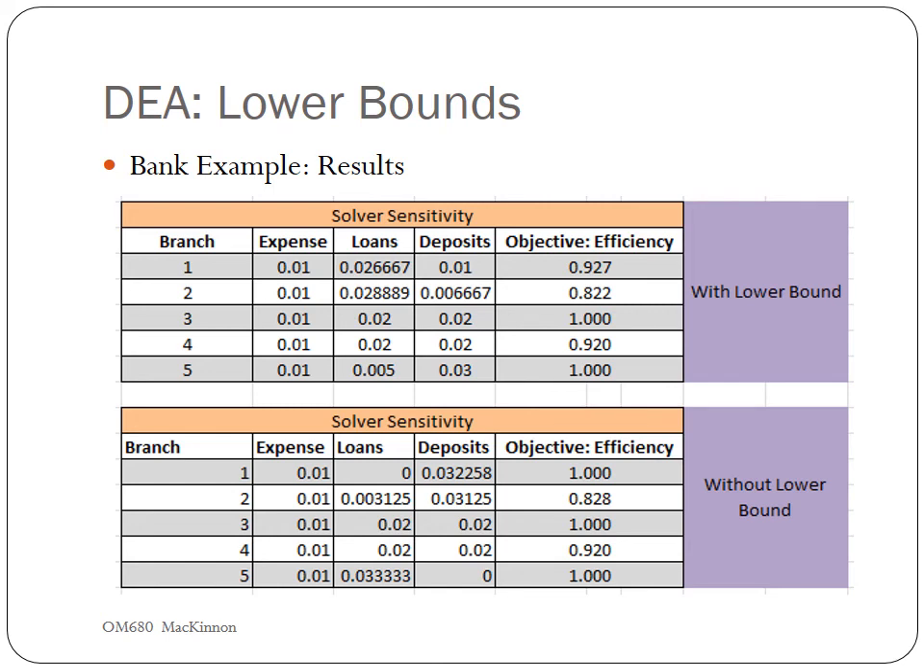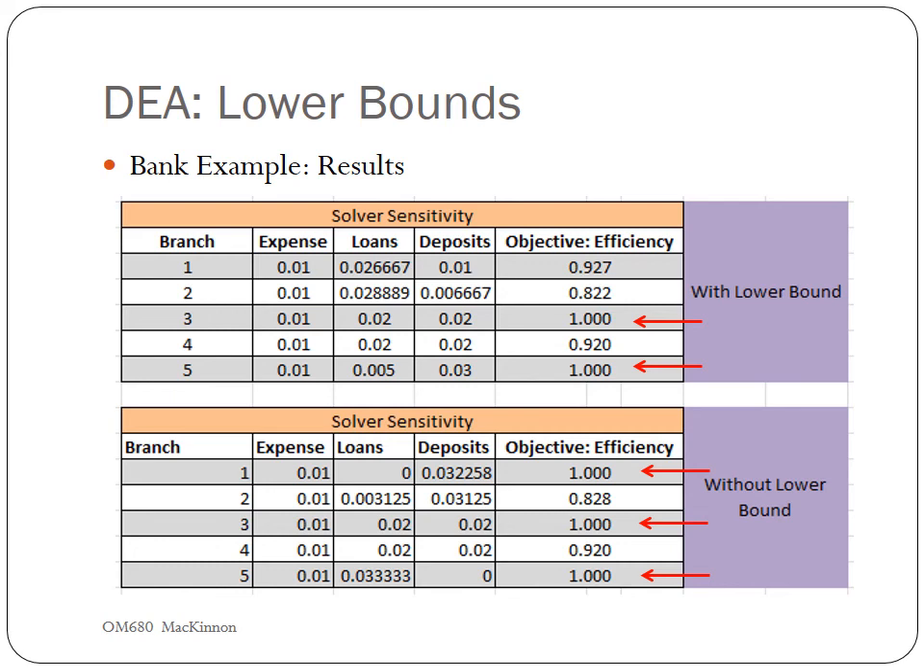And so here's our results. As you can see, with the lower bound, what we end up with is two branches, branches 3 and 5, that are efficient. Okay? And notice that none of our weights for loans or deposits is zero. All right? We have simply not allowed them to be ignored.